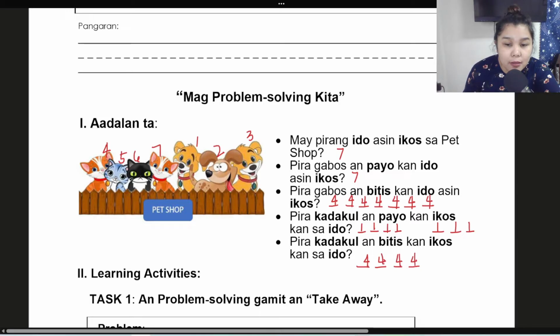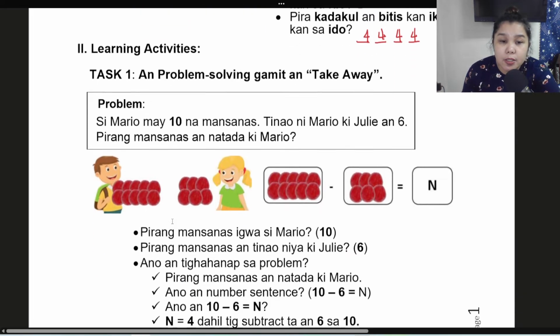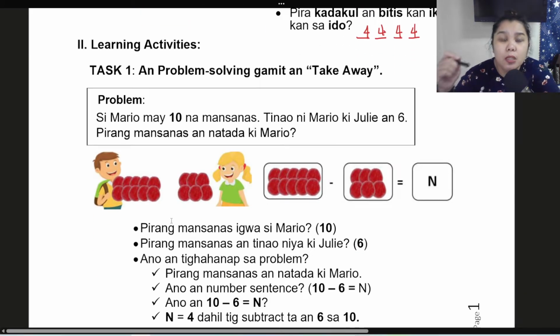Tag-apat. And these are the dogs. Apat din. So you can see which one is greater, which group has more. Okay, task 1 ang problem solving gamit ang take away. So, same process with what we did in addition, pero this time, the operation we are going to do with the given is subtraction.